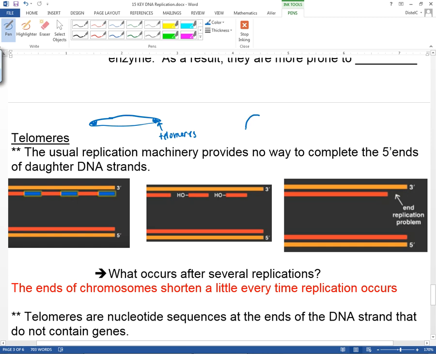Now, one thing I want to point out to you, because we talked about similarities and differences between prokaryotic and eukaryotic DNA: do you think that prokaryotes have telomeres? The answer is no, they don't. Because our DNA is linear, we have these sections at the very end.